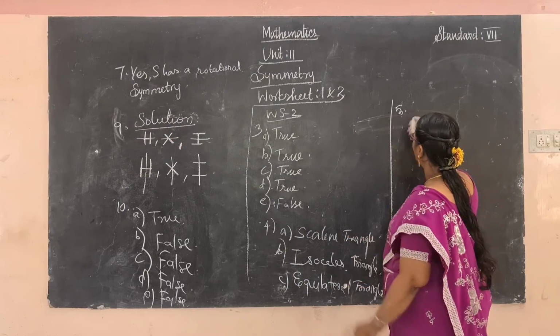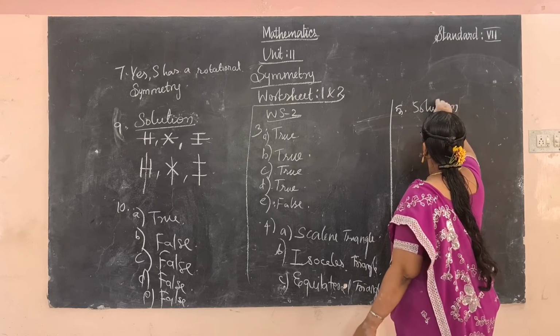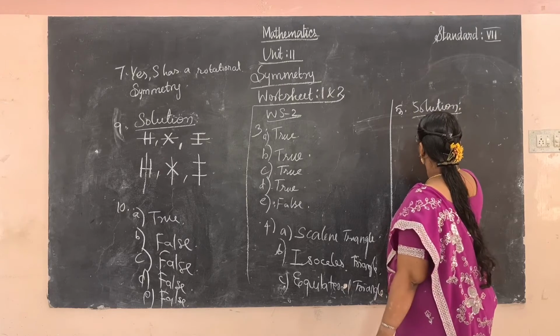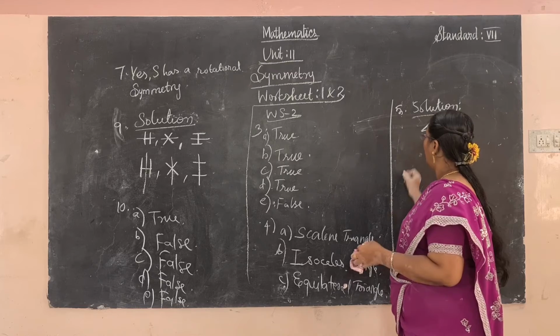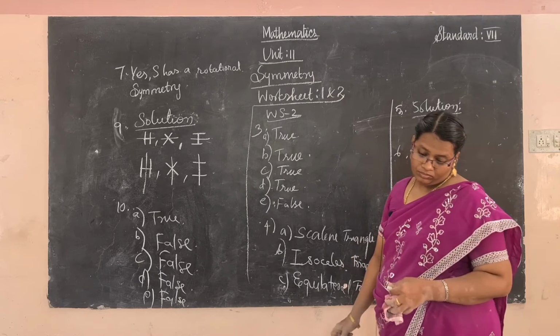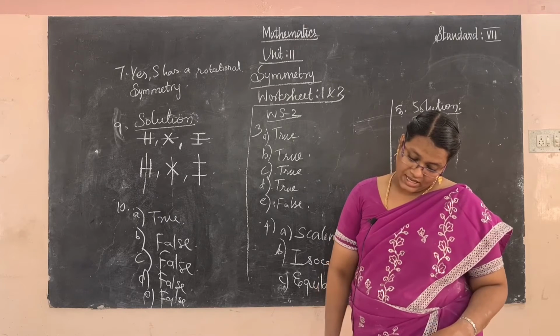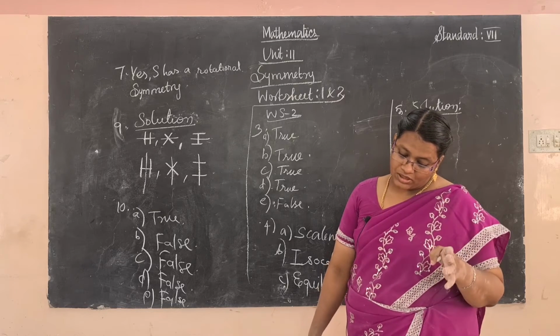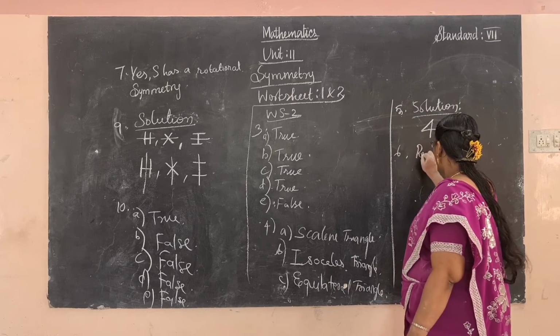So the answer for the fifth one, solution: 4. Okay, 4. And sixth one. Name a quadrilateral which has exactly 2 lines of symmetry. 2 lines of symmetry is a rectangle, is it?